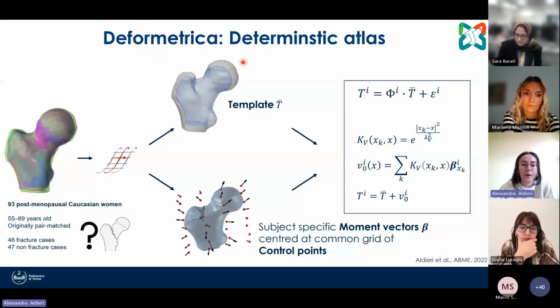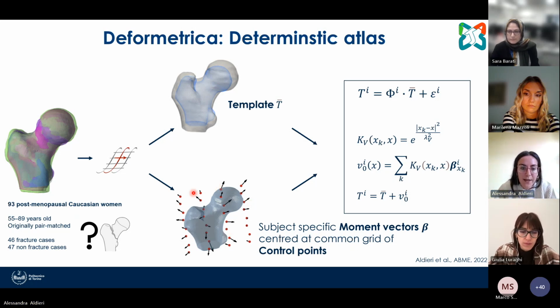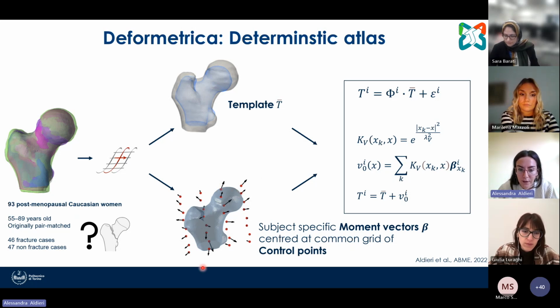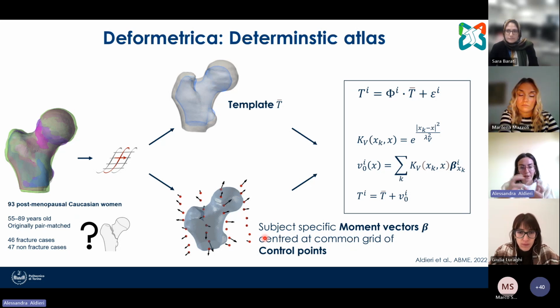And then together with the template, Deformetrica also gives us, of course, the grid of control points I was mentioning before, which defines this ambient space, which is elastically transformed, plus for each patient, a set of moment vectors, which are the black arrows we can see here in the picture. So these moment vectors are fundamental and crucial because they basically define the elastic transformation of the 3D ambient space.